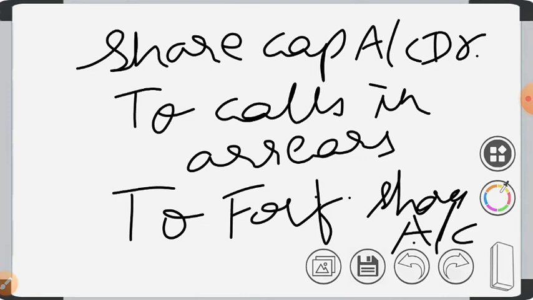You might wonder why calls in arrears is credited. Since the forfeiture of shares has taken place, the amount due which has not been paid will be transferred to the calls in arrears account. So instead of being debited, the account would get credited. So the entry comes like this.